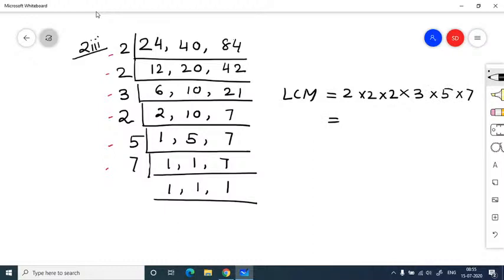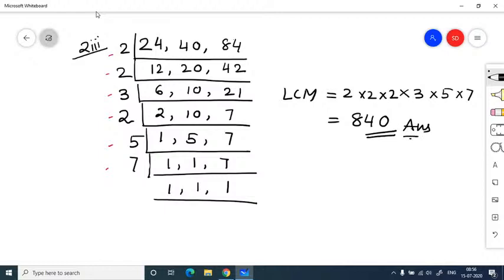Somewhere here I went wrong. No problem. Yes, now the answer is correct. 840 is correct.